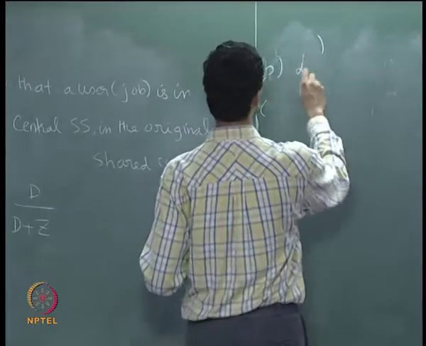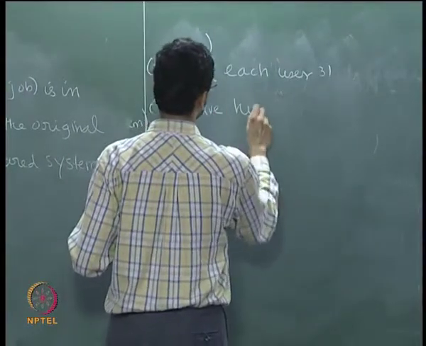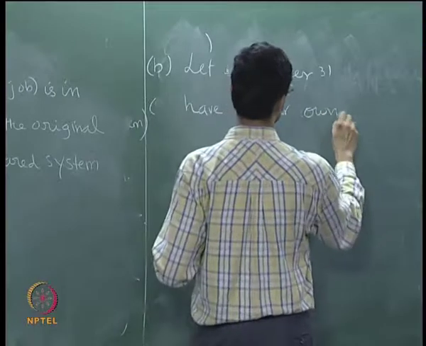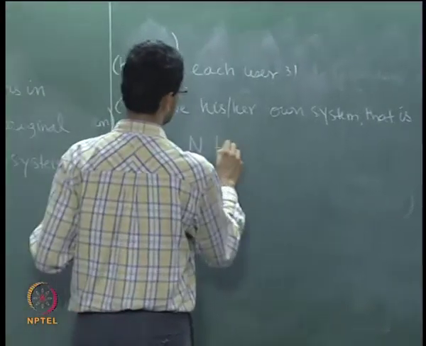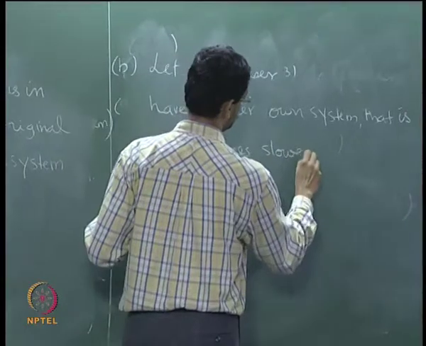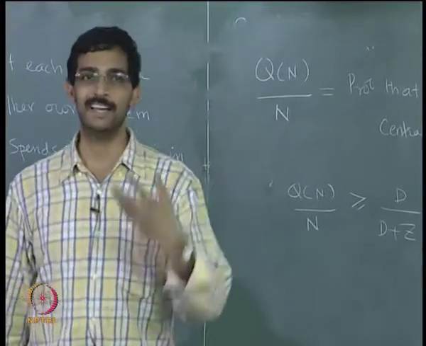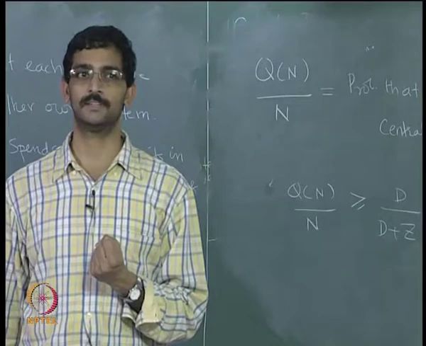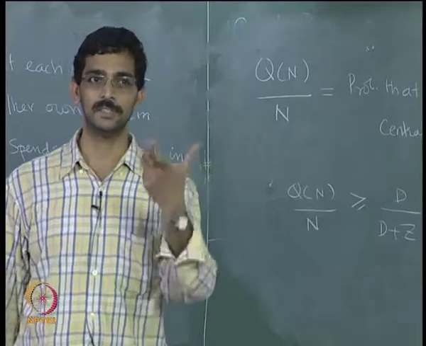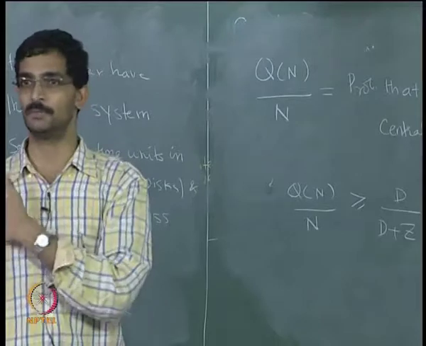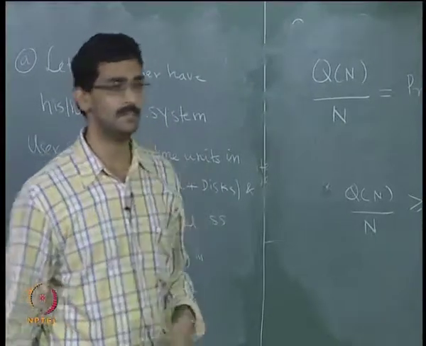So each device service time S of i is going to be n S i in the new system. That is what it means by being n times slower. If I had S i as the service time in a particular device in the original system, in the new system I have n into S i as the service time. So what happens to D i? D i is now n into S i into V i, so all the D i's become multiplied by a factor of n.